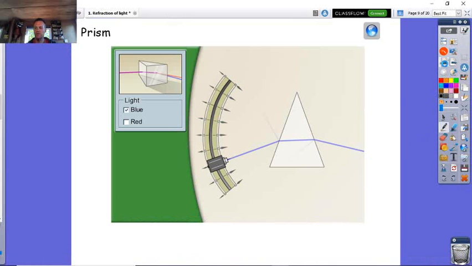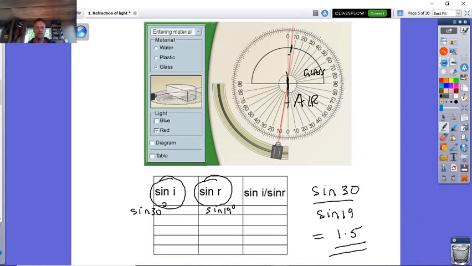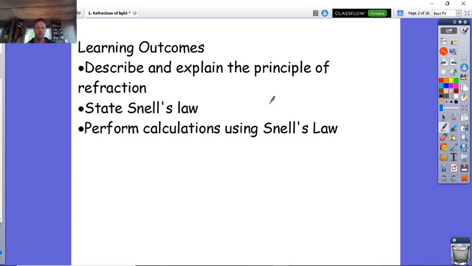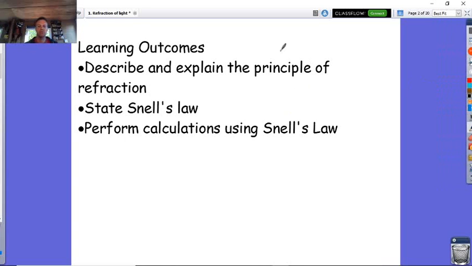So to recap what I've been through in this video, I described and explained the principle of refraction. You now know why it happens. I've stated Snell's law, and you've done some calculations.